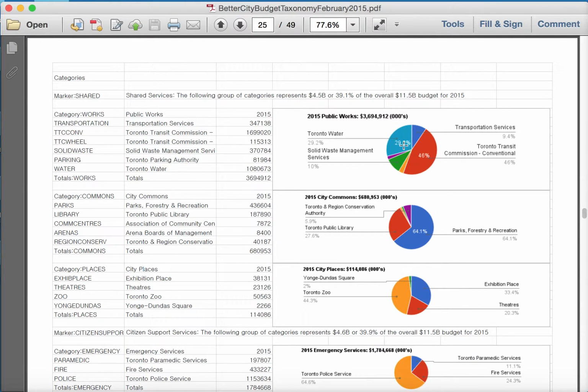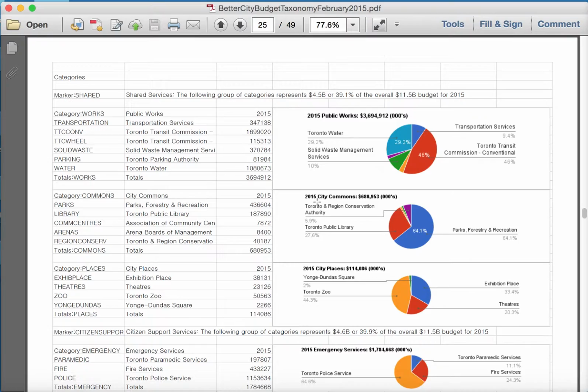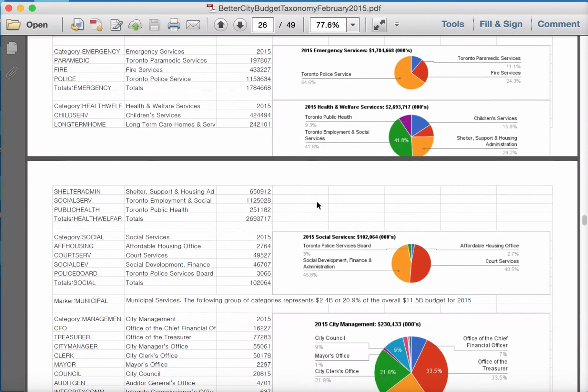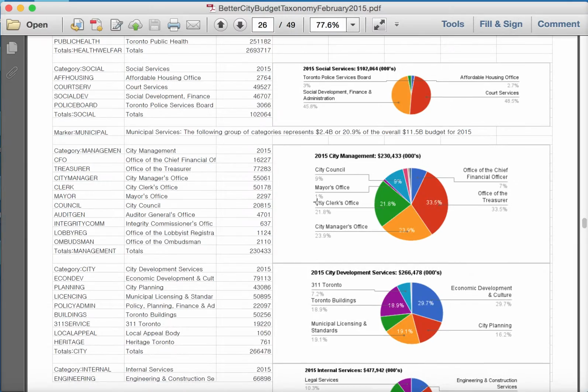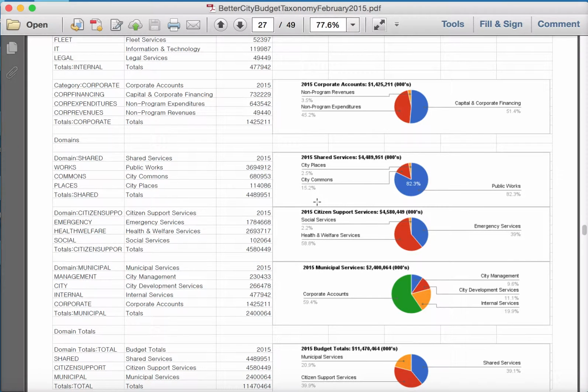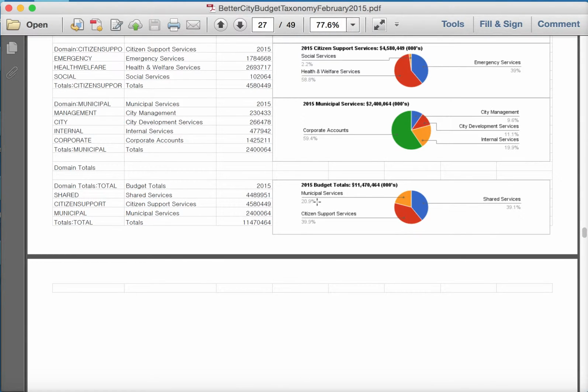To the right, you can see a basic visual breakdown of those line items. So you can notice that Toronto Transit has the lion's share of public works. Toronto Water comes second. Parks, Forestry, and Recreation has the lion's share of city commons, and so forth. So it's possible to quickly scroll through the entire budget for the year and get a pretty good sense of what's going on.